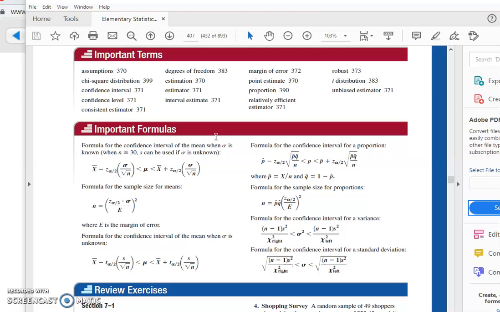Well, that's exactly what you would expect. When you have a larger sample size, you're going to have a smaller interval that estimates the mean, the interval estimate of the mean. And that's what you would expect. A larger sample size is certainly better than a smaller sample size. So there's a lot to be learned just by looking at these formulas.